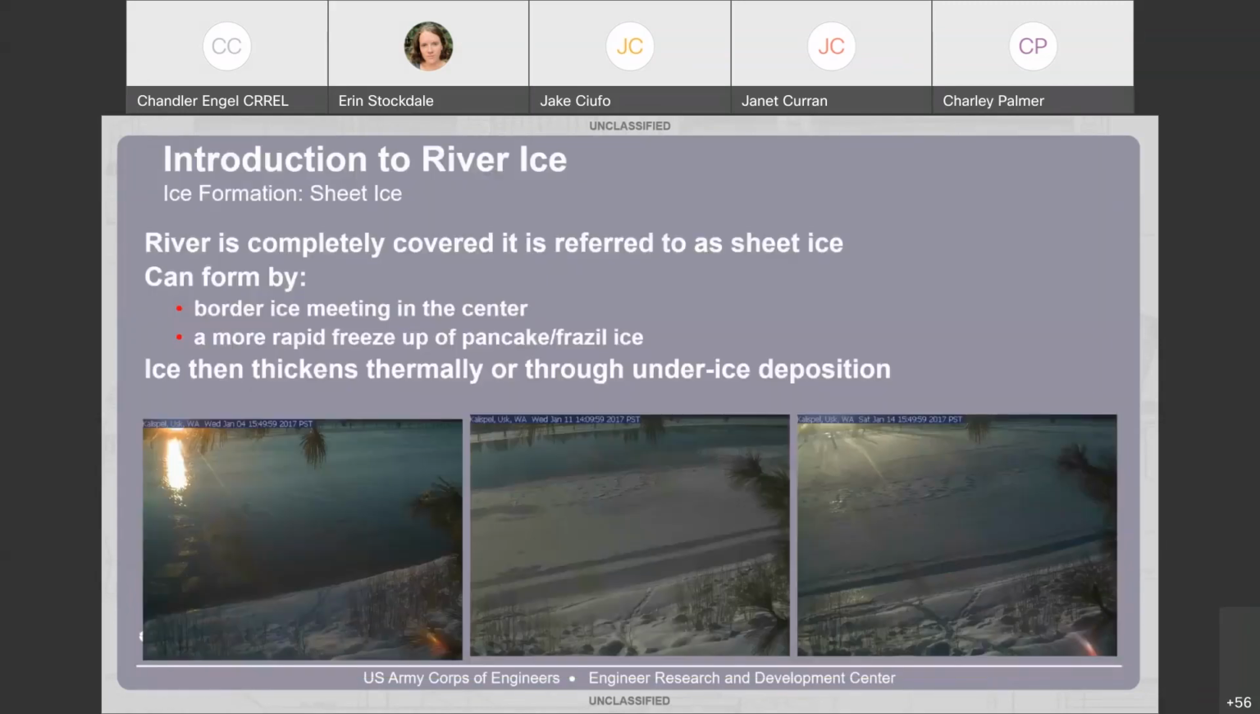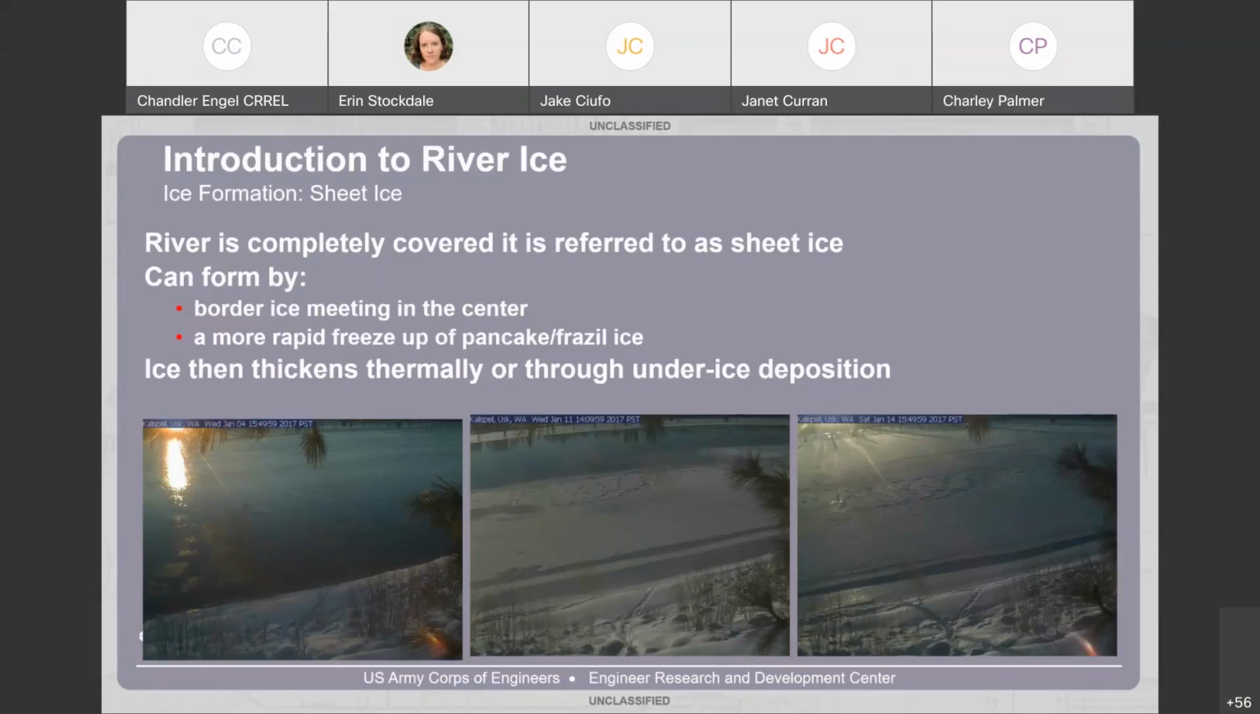Once a continuous ice cover is formed, we refer to that as sheet ice. It probably isn't a uniform thickness on most rivers, so it's not just one continuous thickness. We already discussed some of the ways that that continuous ice cover can form, but again, it's typically from a thermal process of border ice meeting or from a Frazil ice driven freeze-up process.